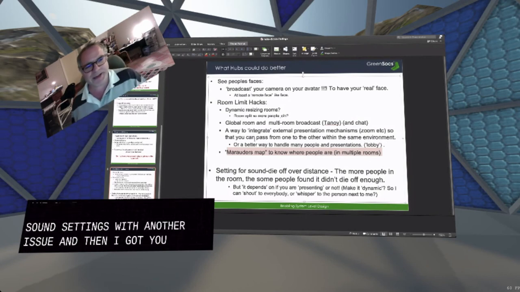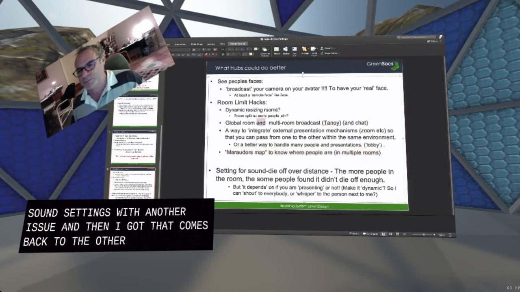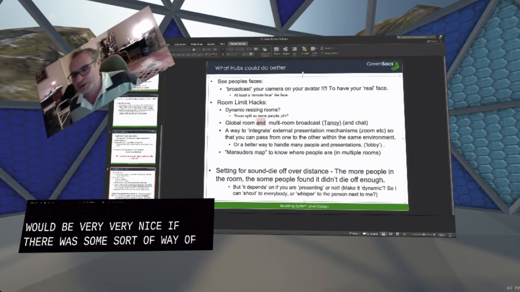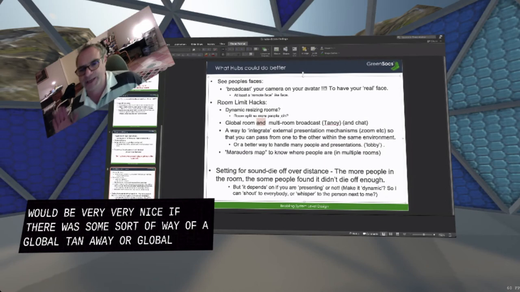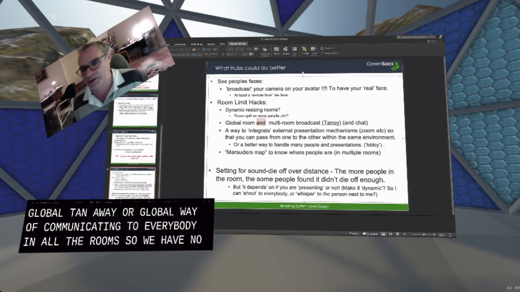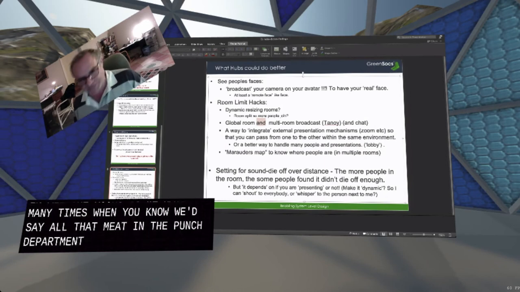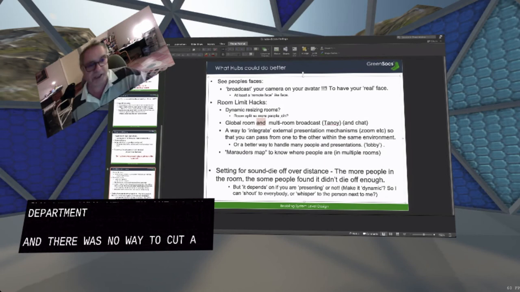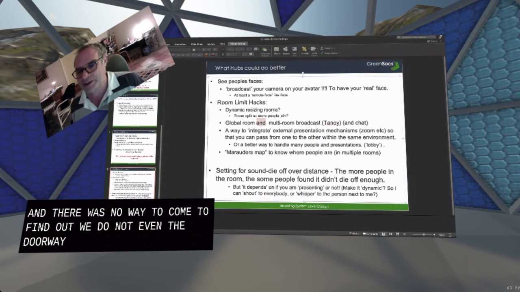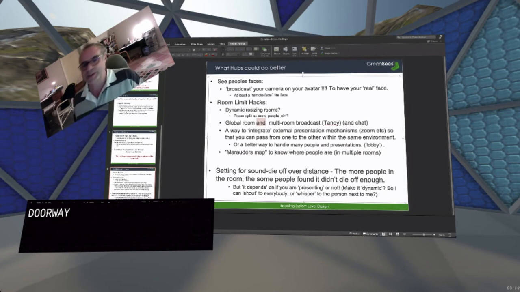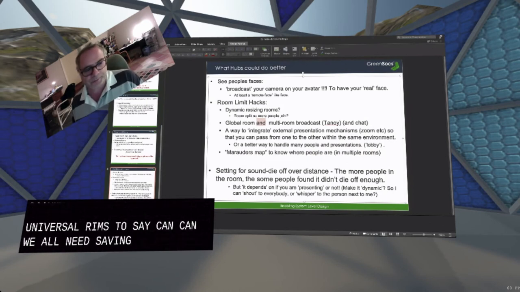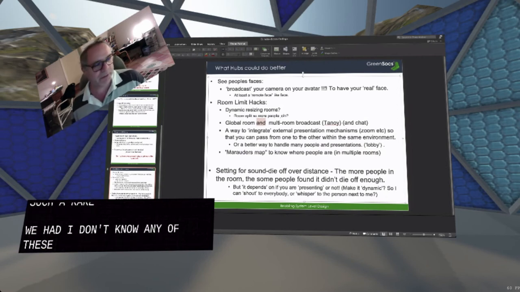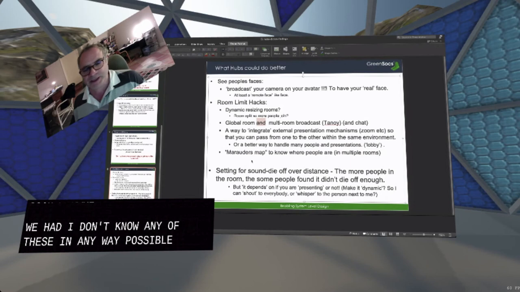And then that comes back to this whole thing about if you've got more than one room, it would be very, very nice if there was some sort of global tannoy, or global way of communicating to everybody in all the rooms. We had many times when we'd say, let's meet in the virtual environment. At that point, you have to specify exactly where, because otherwise you're wandering through all of these 16 different rooms trying to find where people are. And there was no way to find out. We didn't have either the Marauder's Map, nor a way to shout out to the entire universe of rooms to say, can we all meet in such and such a room? So those were some ideas we had. I don't know whether any of these are in any way possible, but they were ideas to try and make things a little bit better.